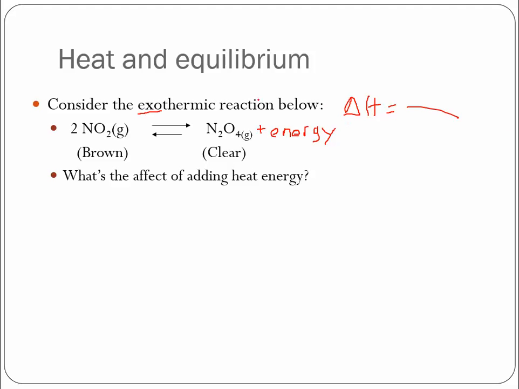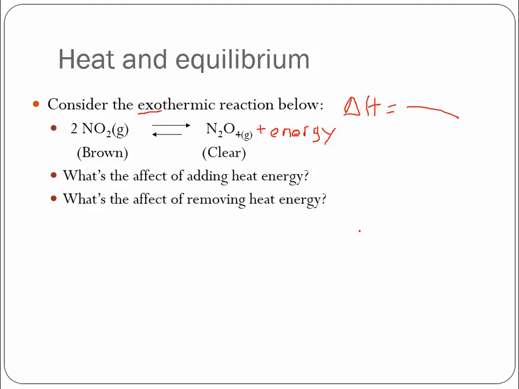And the advantage to doing that is if we think of heat energy as a product, then we can just apply the normal LeChatelier's principle rules. So what is the effect of adding heat energy? Well, energy is on the right side. So if we increase the temperature of this reaction vessel, that's going to shift us to the left. It's going to shift us to the NO2 side in this case. So at increased temperatures, we're going to see a little more NO2.